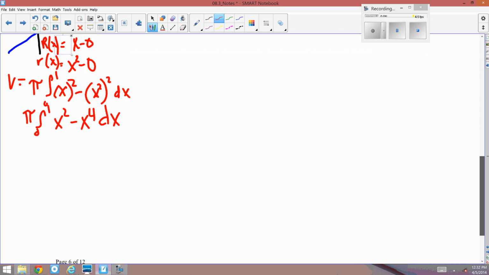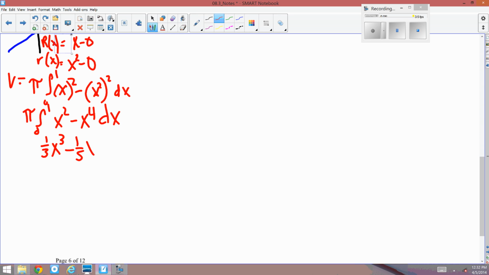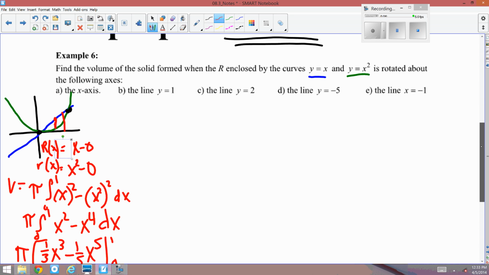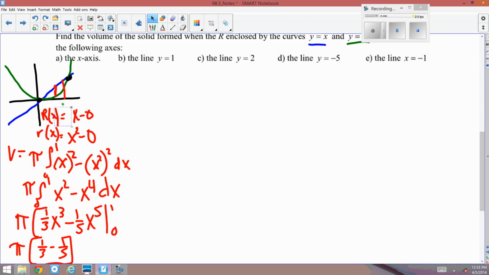Okay, add 1 to the power, divide by the new power. Add 1 to the power, divide by the new power. And we're evaluating that from 0 to 1. Still have that pi there. So I have 1/3 minus 1/5 times pi. And so what would that be? 5/15 minus 3/15. So I get 2/15 pi for the first one. All right, so for each of the next couple, I'm just going to set it up. Okay, so I'll move that.